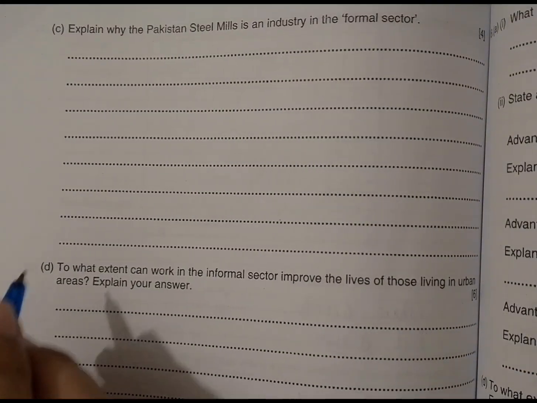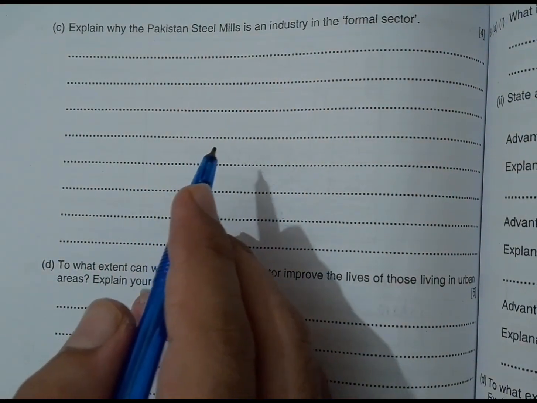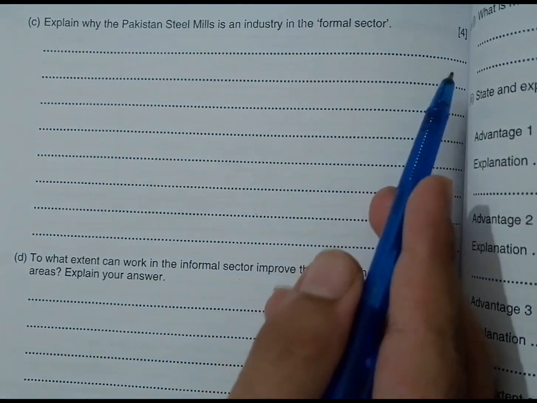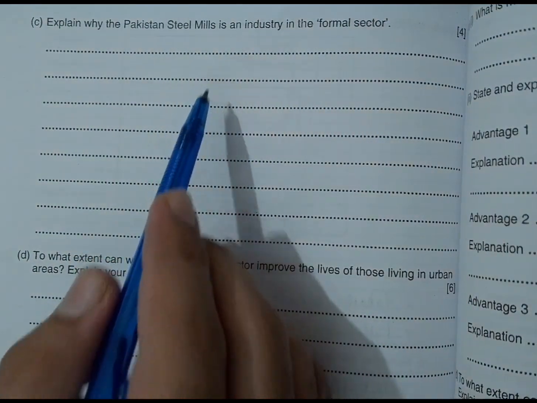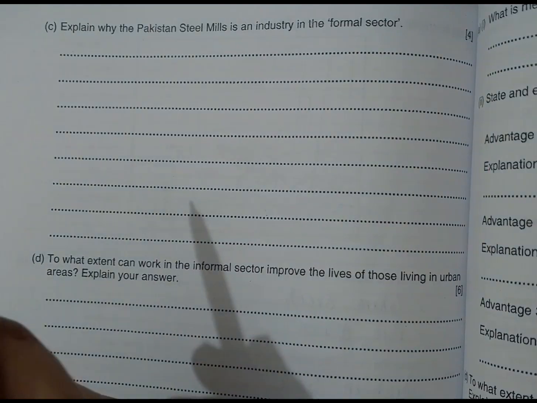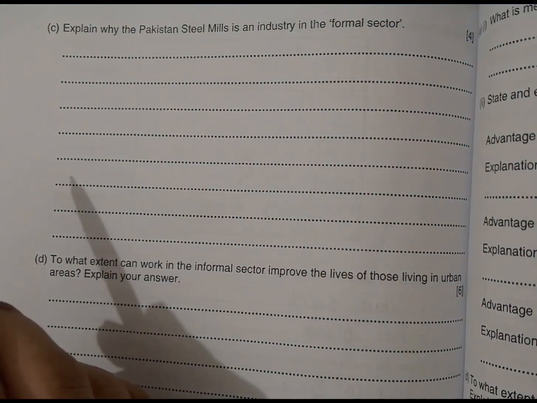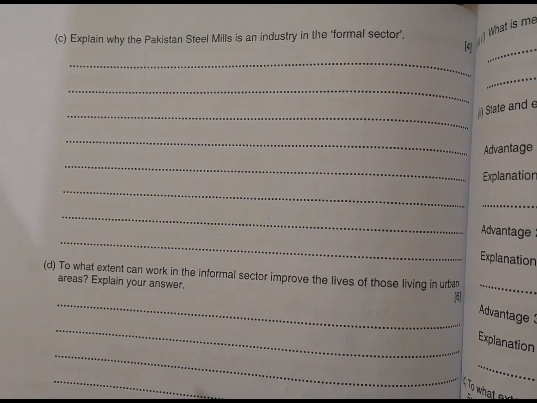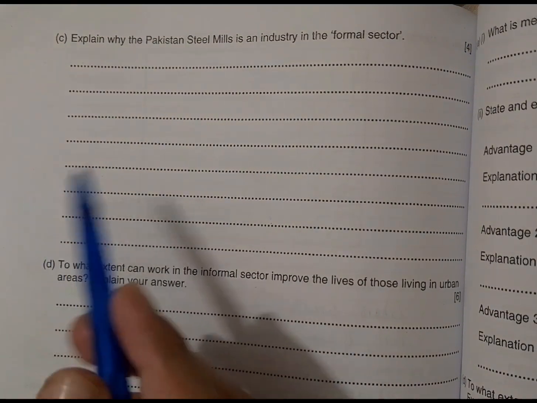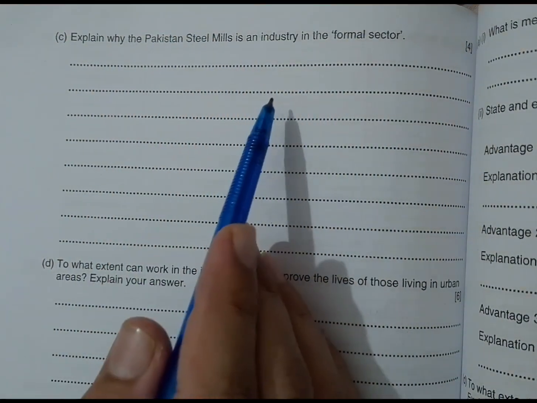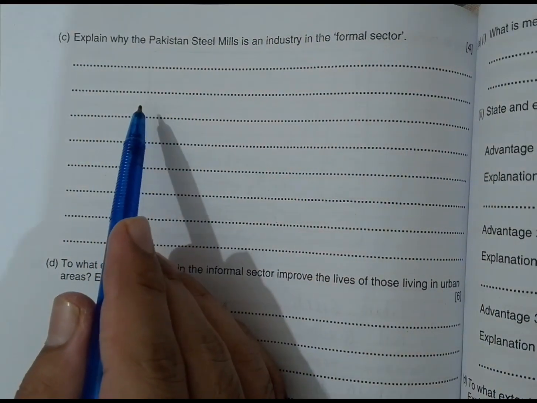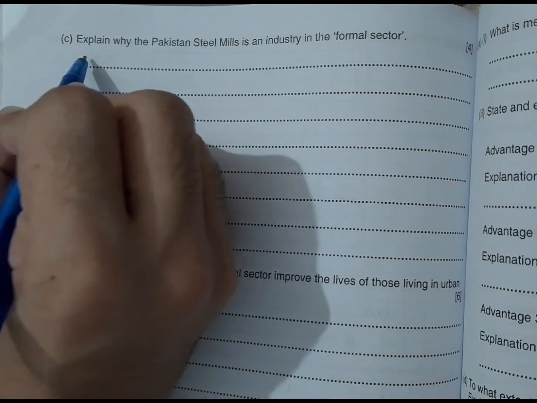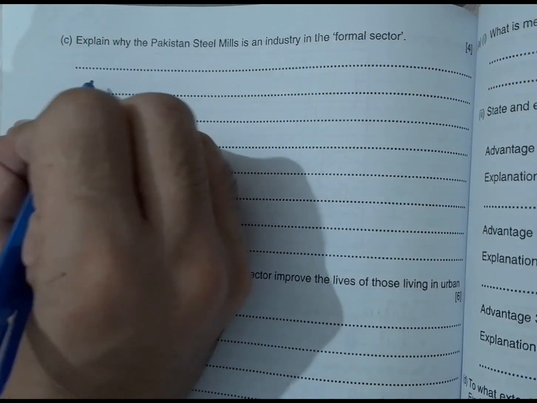Let's move on to part C. Explain why the Pakistan steel mills is an industry in formal sector. So first you need to understand this is an explain question of 4 marks, in which you have to just enlist 2 points, and remember development is required in this question because 1 mark is for reasoning the correct statement and the other mark is for development. So it's just simply asking you what the formal sector is. You have to relate it with Pakistan steel mills. I'm just going to write the points, bullets.